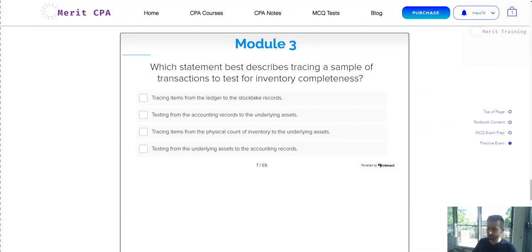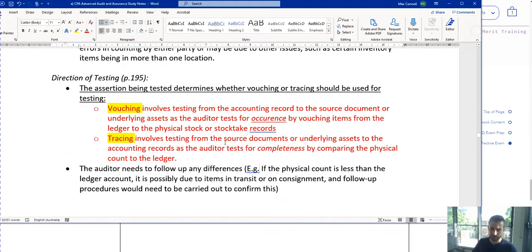Okay, so let's have a look at the options again. A, tracing items from the ledger to the stock take records. B, testing from the accounting records to the underlying assets. C, tracing items from the physical count of inventory to the underlying assets. Or D, testing from the underlying assets to the accounting records. So let's just revisit the definition. It's either from source documents or underlying assets to accounting records. So we know accounting records need to be the second part, and the first part can be either source documents or underlying assets. So the easy part is just to look for accounting records as a second part.